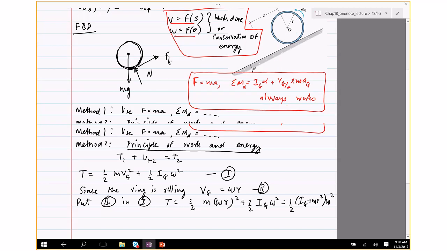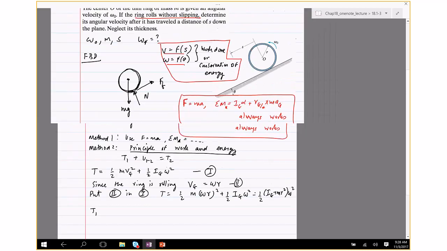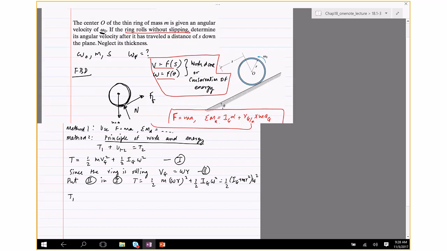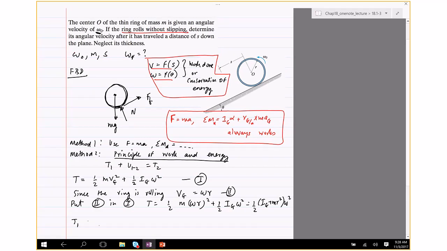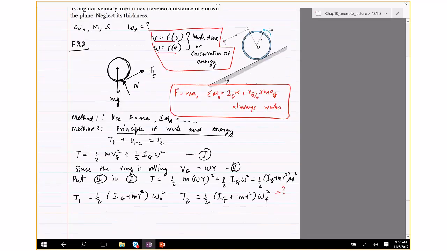Okay, so the initial kinetic energy is half times Ig plus mr square, times the initial angular speed, which is omega 0. The final kinetic energy T2 is going to be half times Ig plus mr square, times omega f square. Okay, omega f is an unknown. The only thing left now is to find the work done.